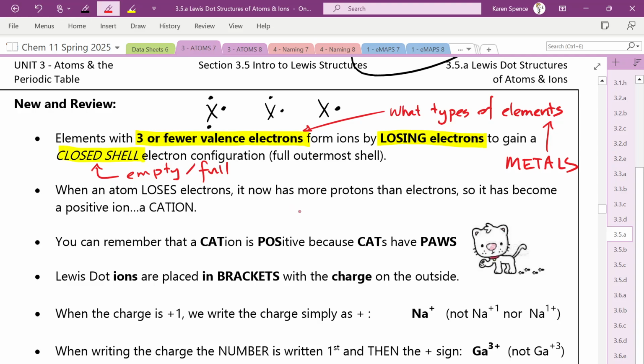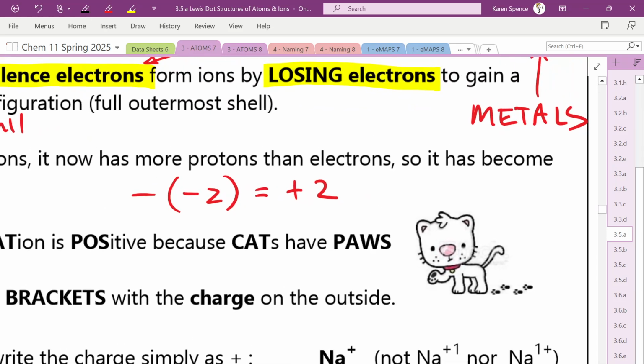If it loses electrons, let's say we lost 2 electrons, what charge would it be? Positive 2. Do you know the name of positive ions? Positive ions are called cations. If you have any trouble remembering that, here is this adorable little cat, and what is he showing you? He's showing you his little paw, and so cations are positive, okay?